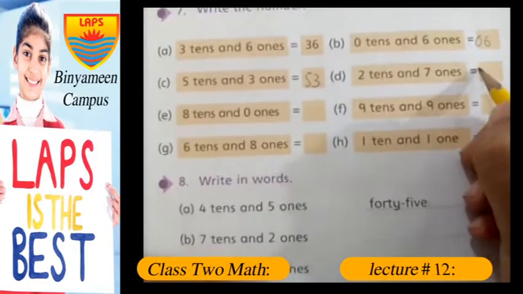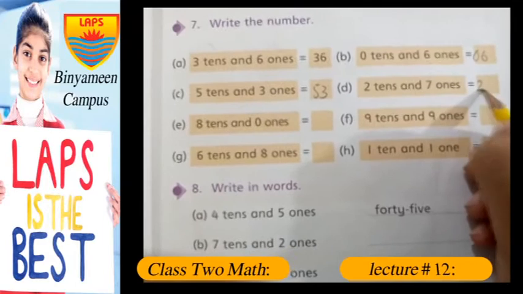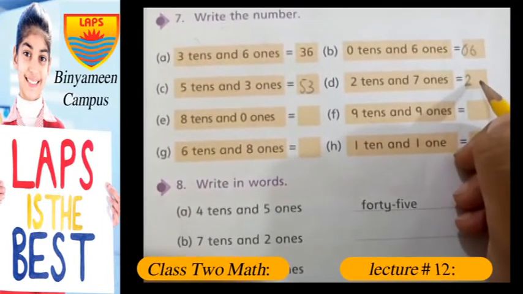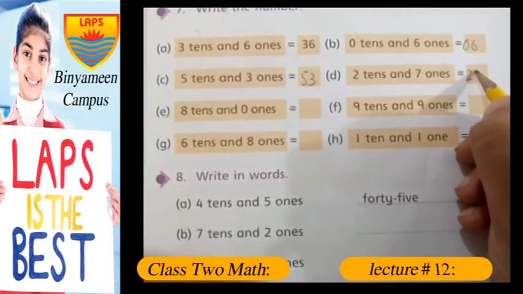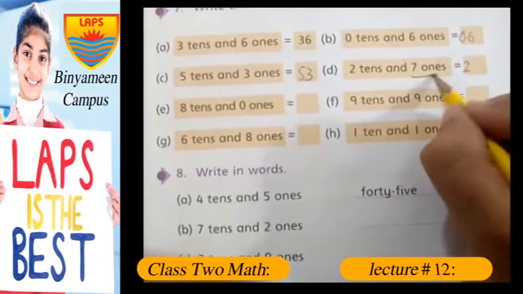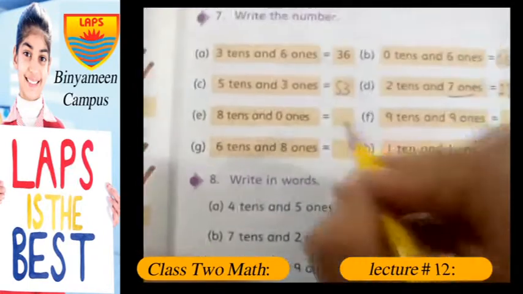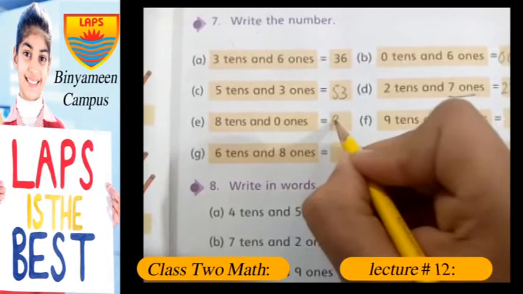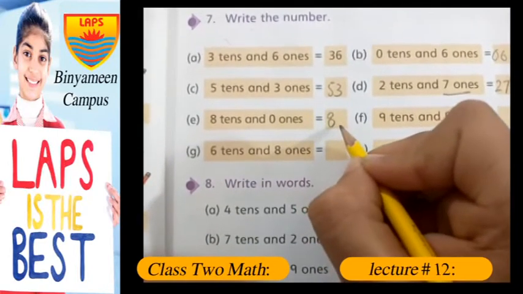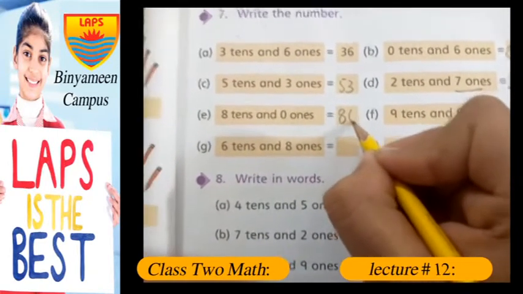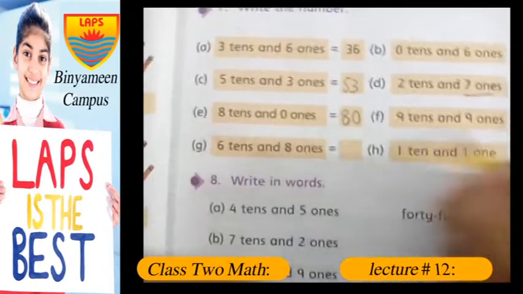2 tens makes 20. Like if you have 2 notes of 10 rupees and 7 rupees are added to them, because we have 7 ones here, it makes 27. 8 tens actually make 80. We have to write 8 at the tens place and 0 ones. If we write 0, it makes 80.